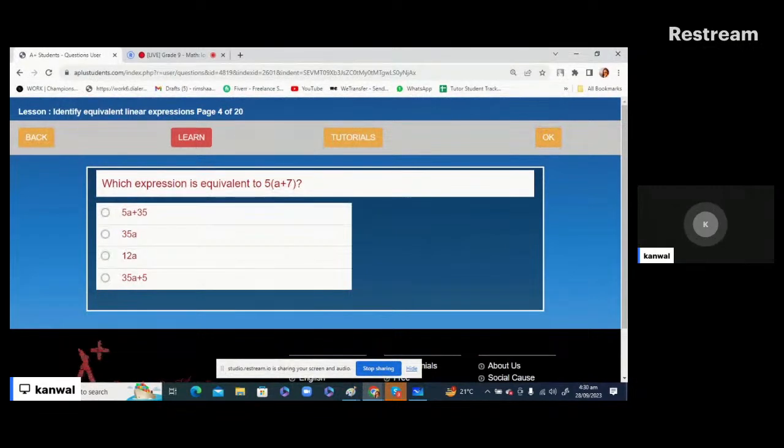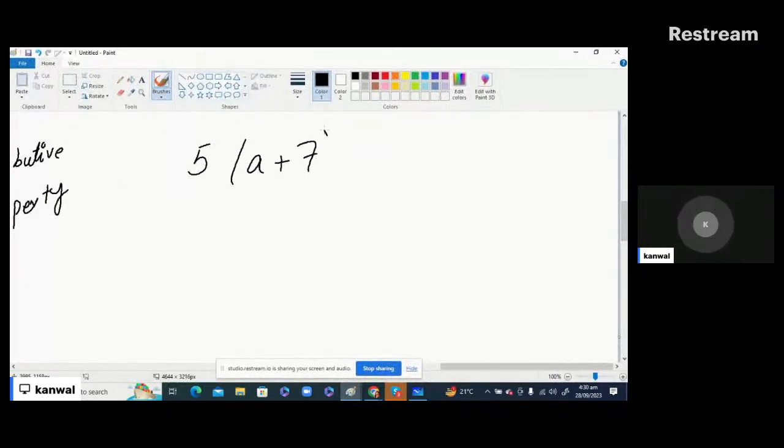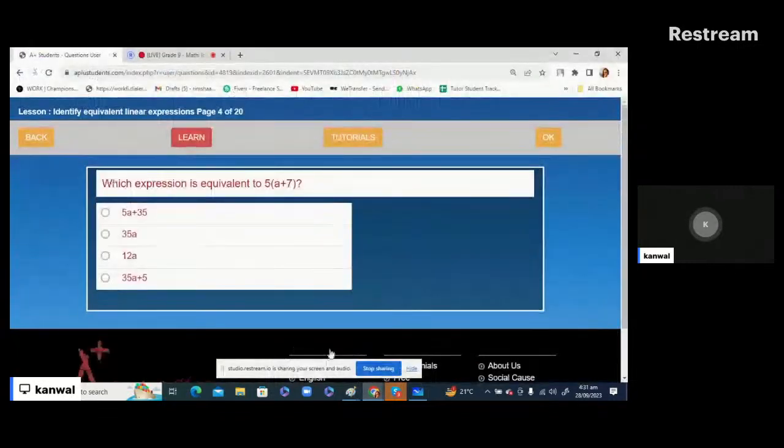All right, so which expression is equivalent to 5 into a plus 7? Let's do that one. Here is your 5, then a plus 7. Simply multiply 5 with a and 5 with 7. So, what's the answer when you multiply 5 with a? That becomes 5a, plus 5 with 7, 35. Let's check, is there any option for 5a plus 35?